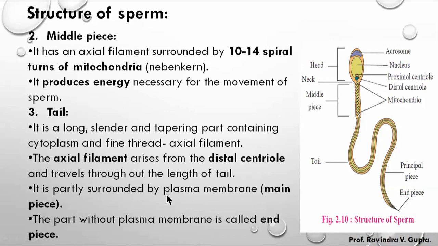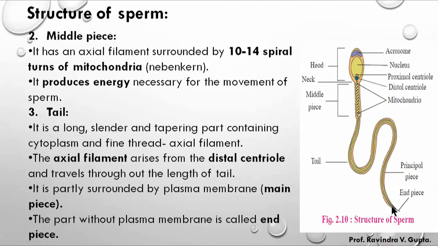It is partially surrounded by plasma membrane, and that part is called the main piece. Okay, it is surrounded by plasma membrane. The part without plasma membrane is called the end piece. Now you can see in this diagram, this thread-like part is called the axial filament. And what is covering the axial filament? That is a covering of plasma membrane. Okay, so this region is bigger.